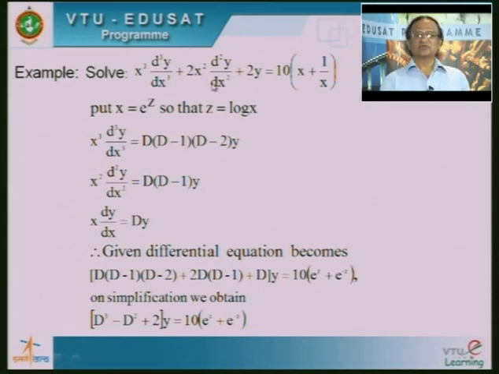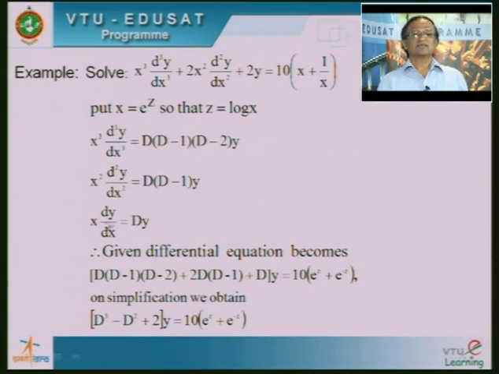The remaining procedure is the same. You can go for the method of substitution: put x is equal to e to the power z, so that z is equal to log x. I want to find the value of the first term, x cube d cube y upon dx cube, which is equal to D into (D minus 1) into (D minus 2) times y. And similarly, the value of the second term, x square d square y upon dx square, is equal to D into (D minus 1) times y.